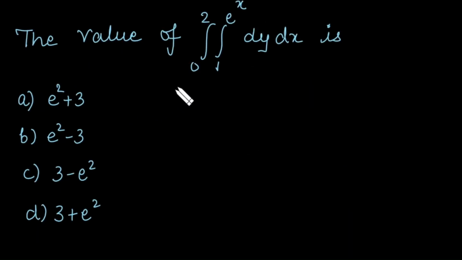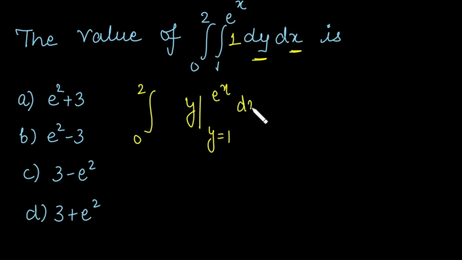Next question is what is the value of this double integration? Now first we need to integrate with respect to y, then with respect to x. Function is 1. Integration of this function with respect to y is y. Limit for y is 1 to e raised to power x and the outer integral as it is. This is equal to 0 to 2 integration of upper limit e raised to power x minus lower limit 1 dx.